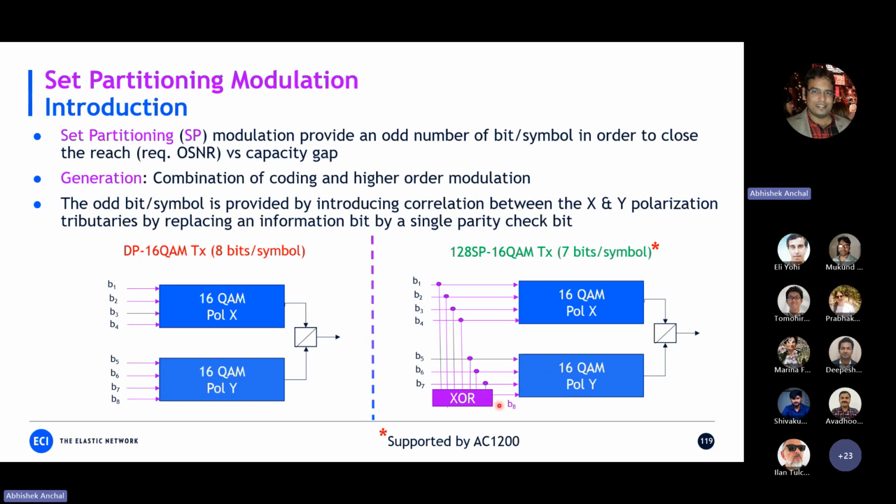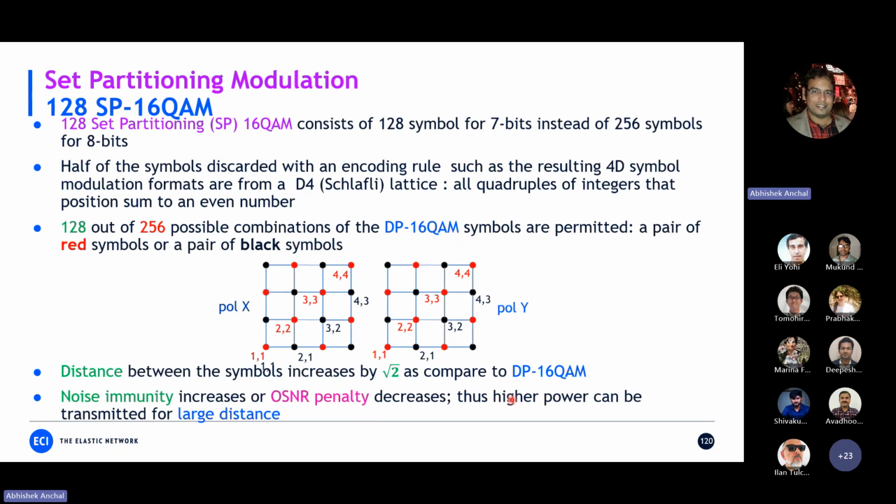Now, what is the use of this 8th bit, which is not an information bit? The 8th bit can be used to improve the OSNR performance. So for example, these are the two different polarizations X and Y, and these are the 16 QAMs. Now we have 256 symbols, but we need to discard 128 because the last bit we are not using. So which 128 symbols do we need to remove, or which half of the symbols do we need to throw out?